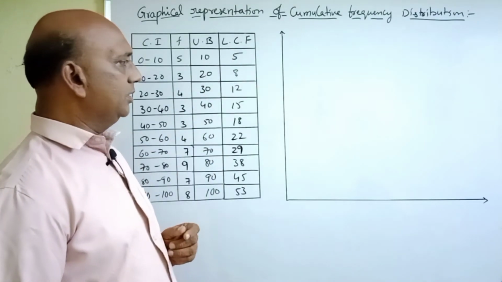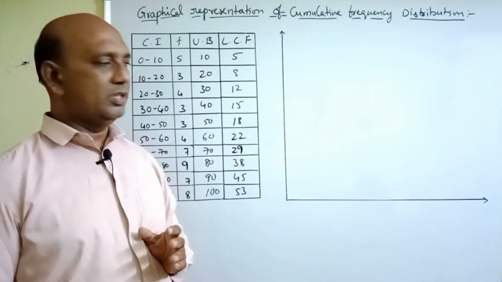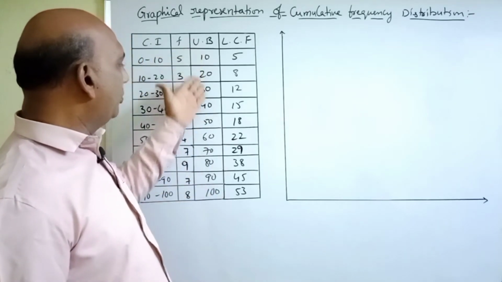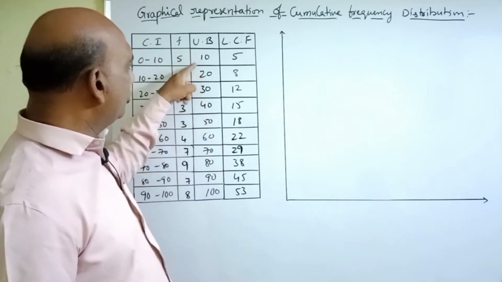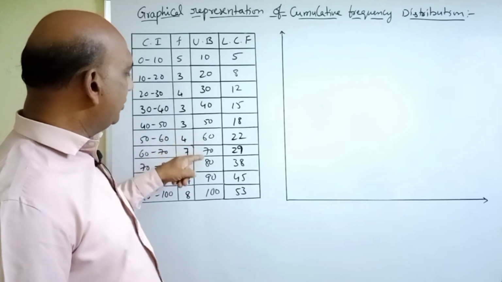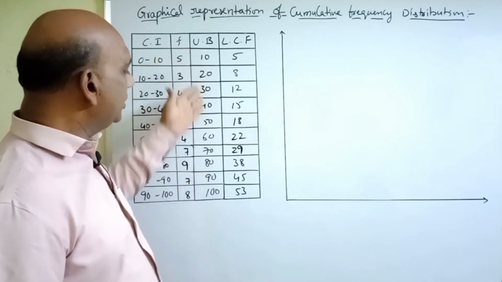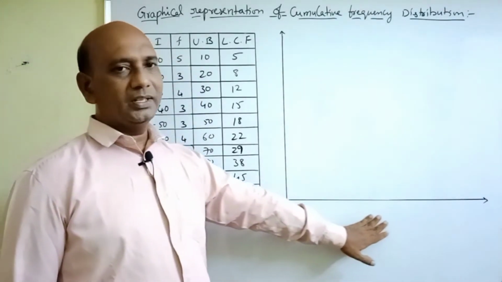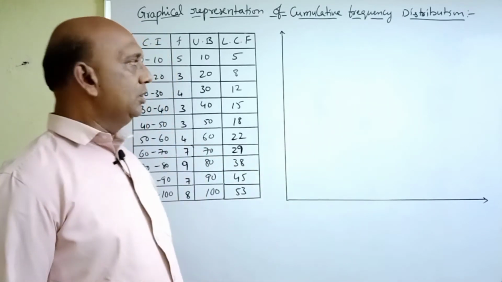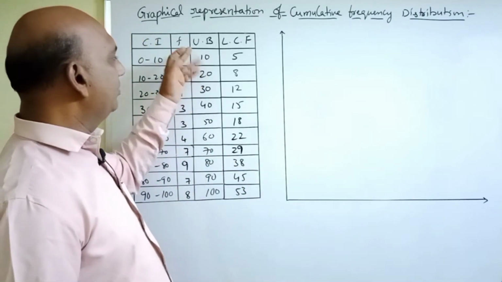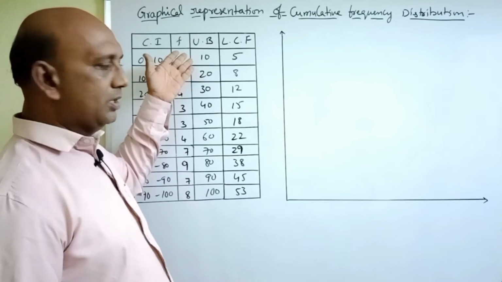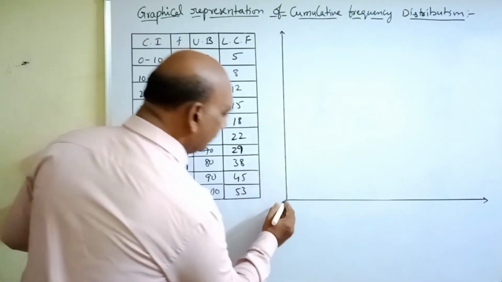To construct that curve, the less than cumulative frequency curve, upper boundaries, see here 10, 20, 30, 40, 50, 60, 70, 80, 90, 100. According to these values, you have to select the scale on x-axis. So, 10 difference is there between all these boundaries. That's why start from 0.